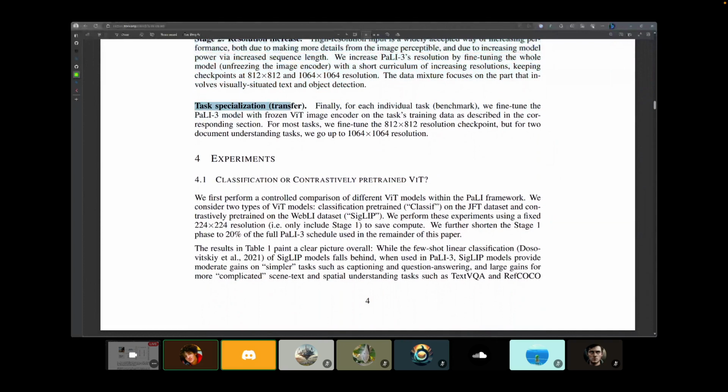Task specialization transfer. Finally, for each individual task, we fine-tune the PaLI-3 model with the frozen ViT image encoder on the task training data as described in the corresponding section. For most tasks, we fine-tune the 812 by 812 resolution checkpoint. But for two document understanding tasks, we go up to 1064 resolution.